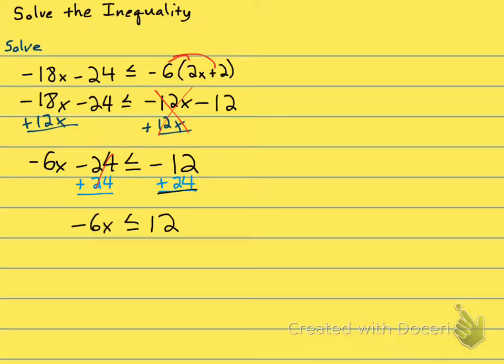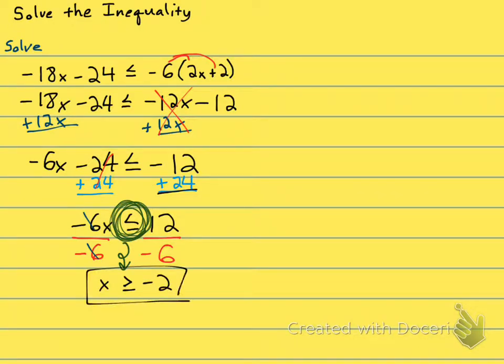We have one more step to get grumpy old x by himself. We need to do what? Divide by a negative. Yes, we need to divide by a negative 6. And when you divide by a negative, this inequality, circle it about 50 times, is going to flip over. It'll go from less than or equal to, to greater than or equal to. Negative 6 over negative 6 cancels out, turns into a 1x. The right-hand side, 12 over negative 6 is negative 2. Okay, so this is my solution. X is greater than or equal to negative 2.